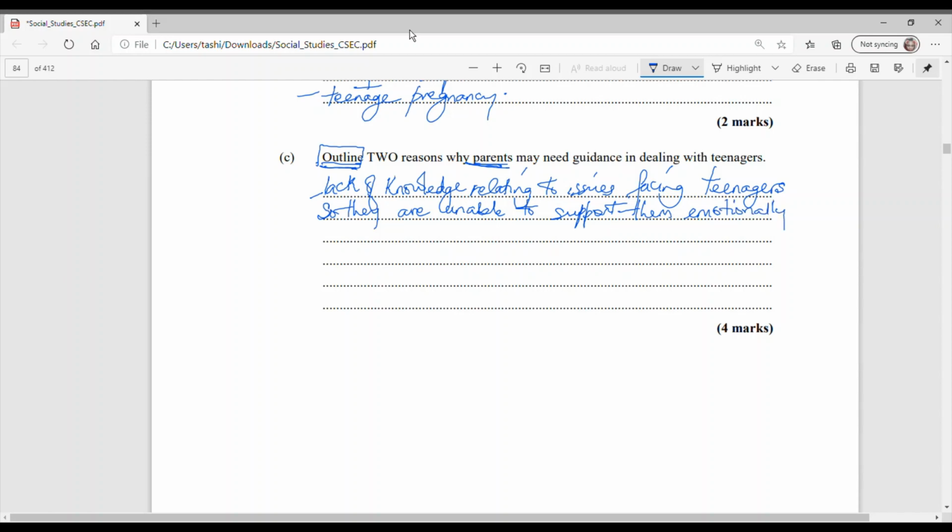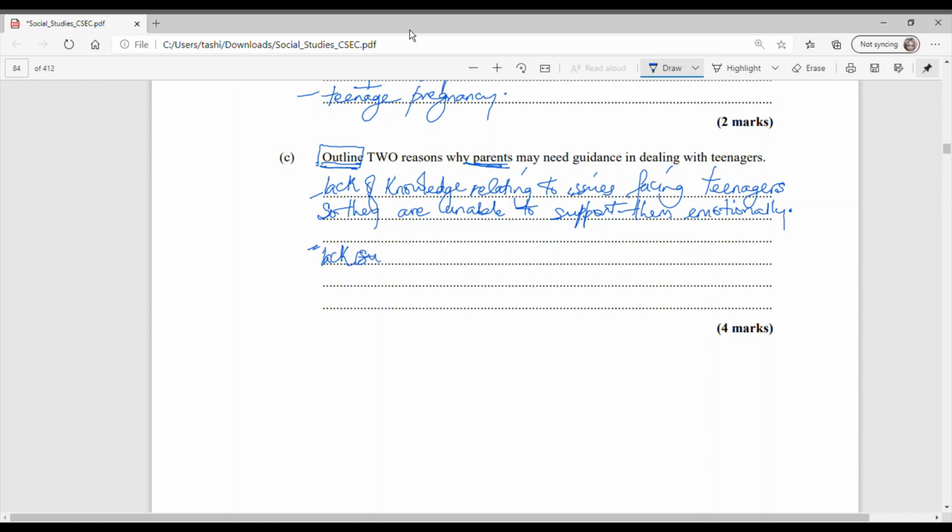Alright, so lack of knowledge relating to issues facing teenagers, so they are unable to support them emotionally. The writing is a little off, but we understand what is there. Another reason why parents may need guidance in dealing with teenagers is that it may be a single parent family and the parent is working all the time, so they may lack the support that is necessary, or they may lack the support from an extended family.